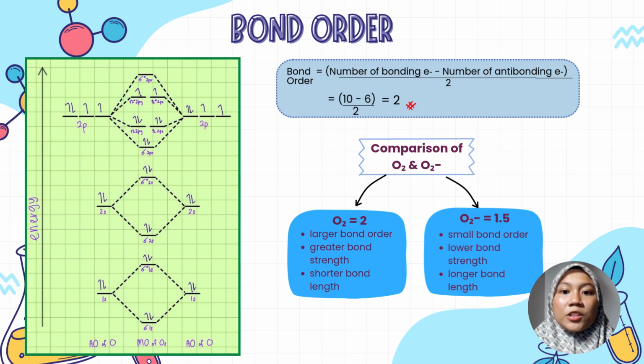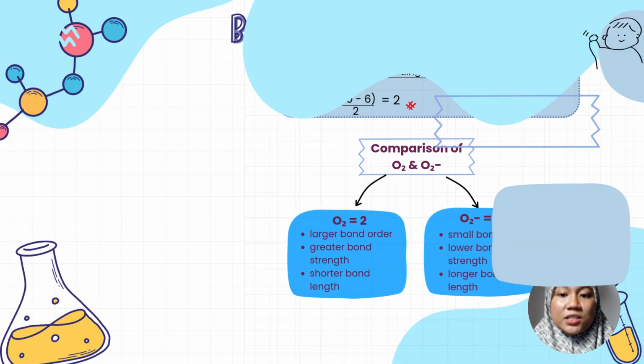For comparison, we have O2 and O2 minus. For O2, the bond order is 2. It has a larger bond order, a greater bond strength, and a shorter bond length. In comparison, for O2 minus the bond order is 1.5. It has a smaller bond order, lower bond strength, and a longer bond length.